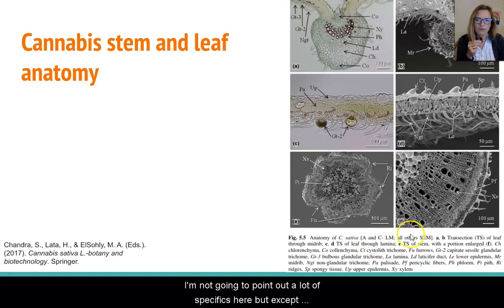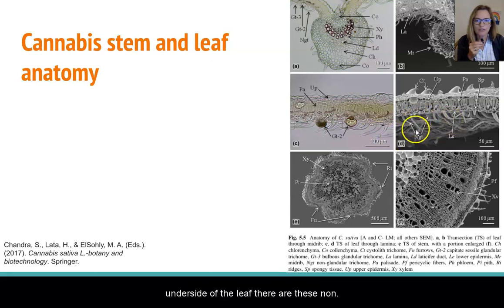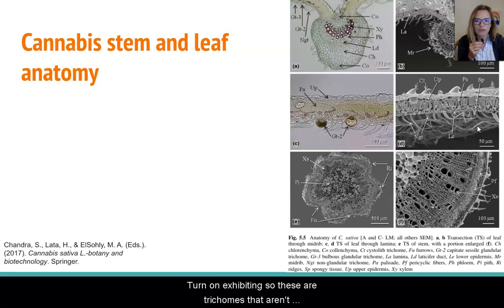I'm not going to point out a lot of specifics here, except for one thing. I just want you to look at these two middle panels, which is the cross-section of a leaf. And I want to point out these trichomes again, but just to note that on the underside of the leaf, there are these non-exuding trichomes, so these are trichomes that aren't producing volatile molecules down here. And then up on the upper surface, there's some of these smaller trichomes, some of which do produce secondary compounds.